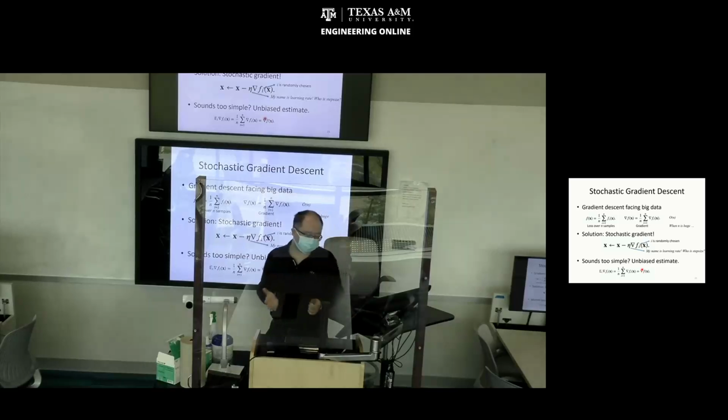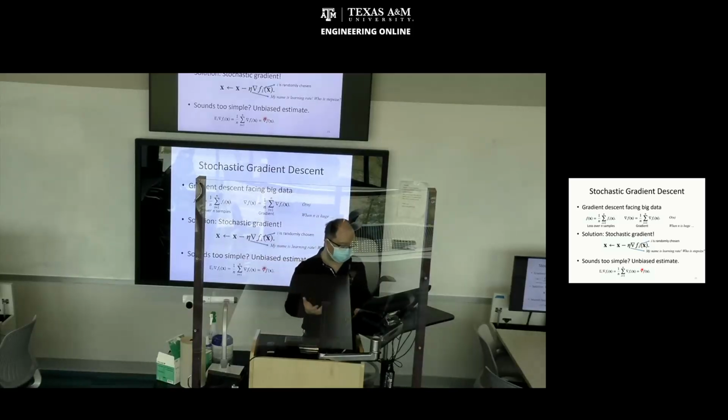So in other words, the stochastic gradient is an unbiased estimate of the gradient nabla f of x, the gradient of f of x with regard to the parameters. So it's an unbiased estimate, so it's not bad. So that's about stochastic, okay?